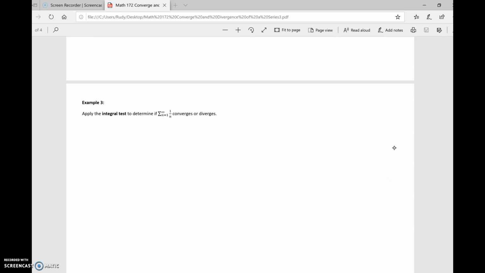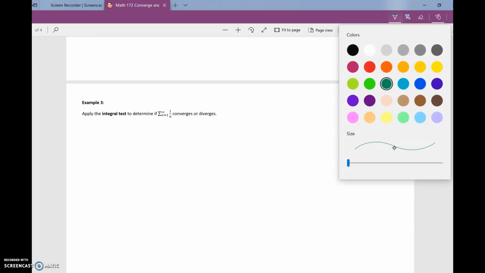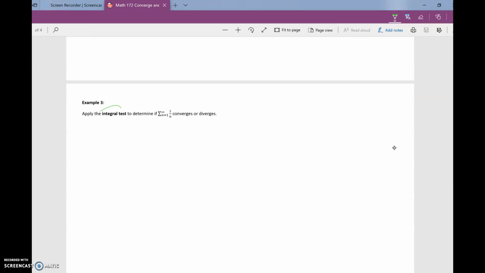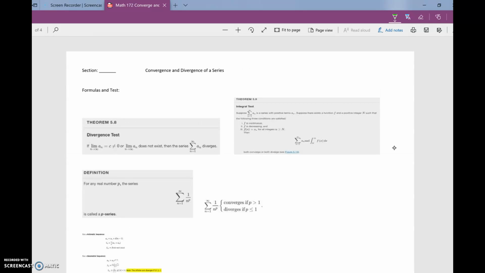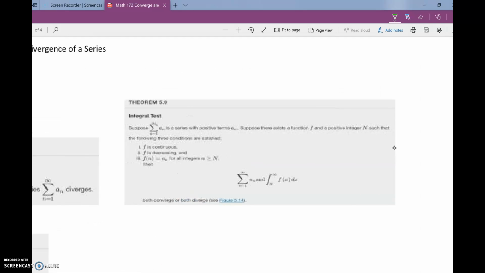Hi class, let's take a look at example 3. Now example 3 is basically asking for a specific type of test, and in this case, the integral test. Let me just go back to the integral test, but this is basically what it says.